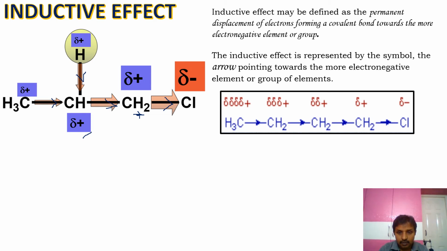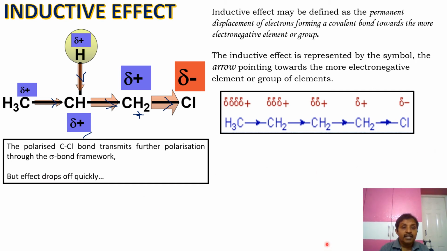I have explained this just now: because of electronegativity, the bond polarization is taking place like this, carbon-chlorine, and again this positive charge is neutralized by the next carbon. As the delta increases, the partial positive charge decreases. A single delta represents a partial positive charge to a greater extent; as the delta values increase, the partial positive charge decreases. That is, the inductive effect decreases as the carbon chain increases.